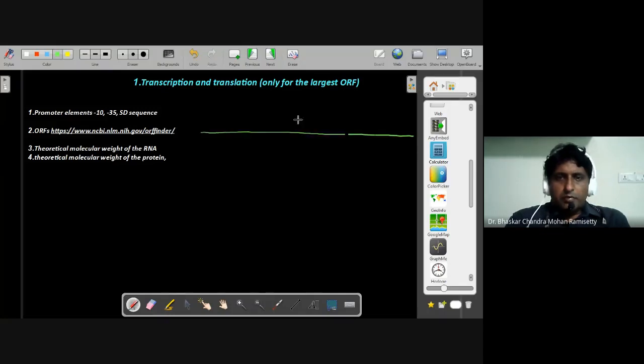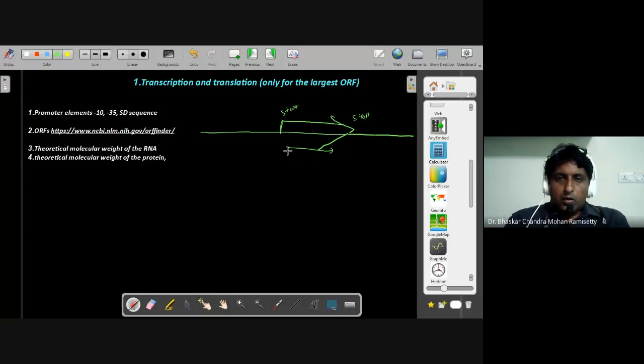So the first one is, assume this is DNA, and an open reading frame is represented something like this. What does this arrow indicate? The arrow indicates that this is the start and this is the stop. This is the orientation of the reading frame of an ORF. What is an ORF? Open reading frame. That means it starts with a start codon and ends with a stop codon.